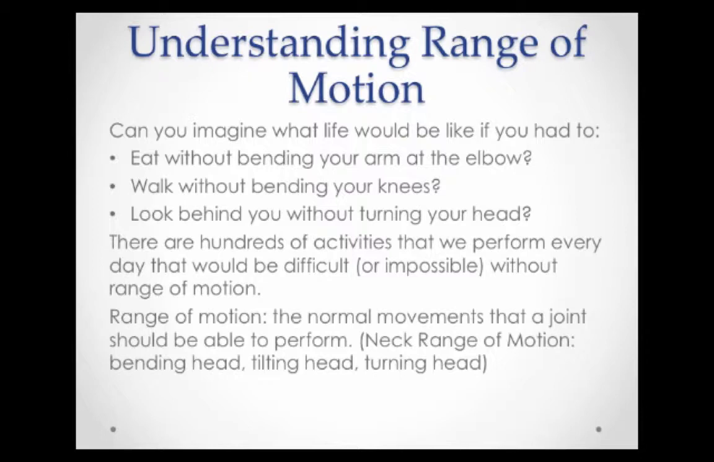Range of motion is defined as the normal movements that a joint should be able to perform. So, for example, the range of motion for the neck includes bending the head forward and backward, tilting the head down toward each shoulder, and turning the head from side to side.